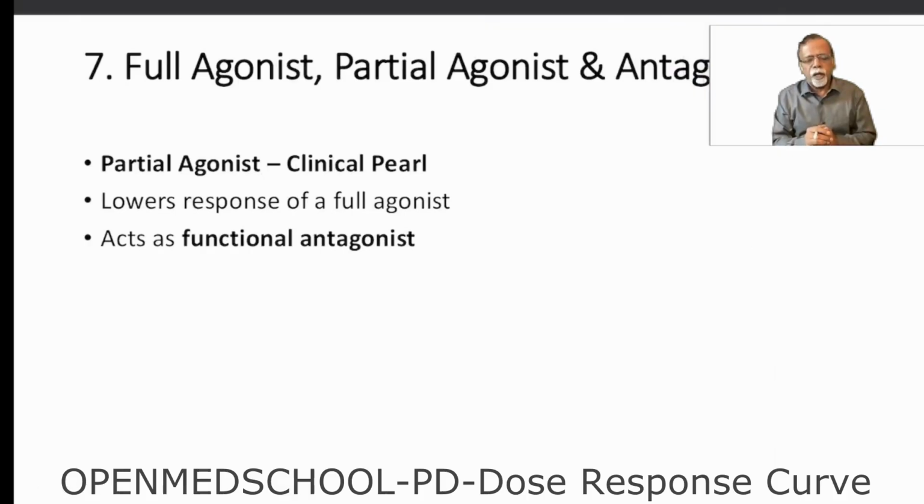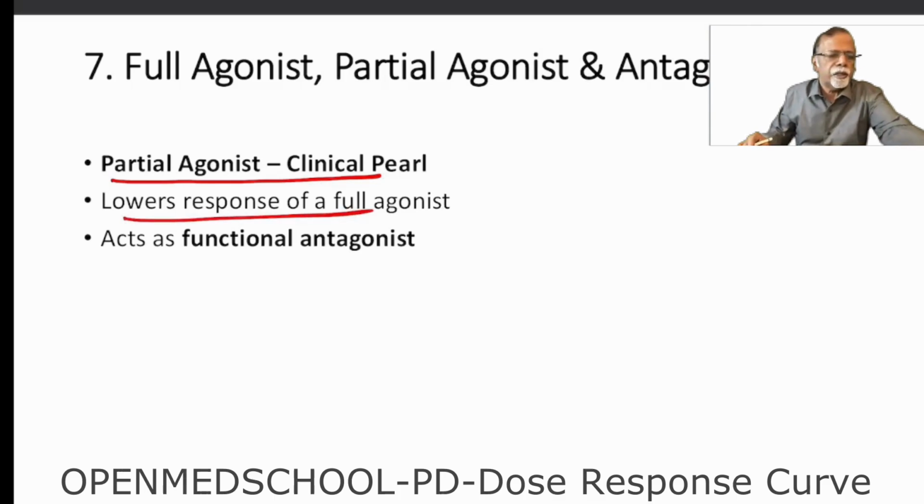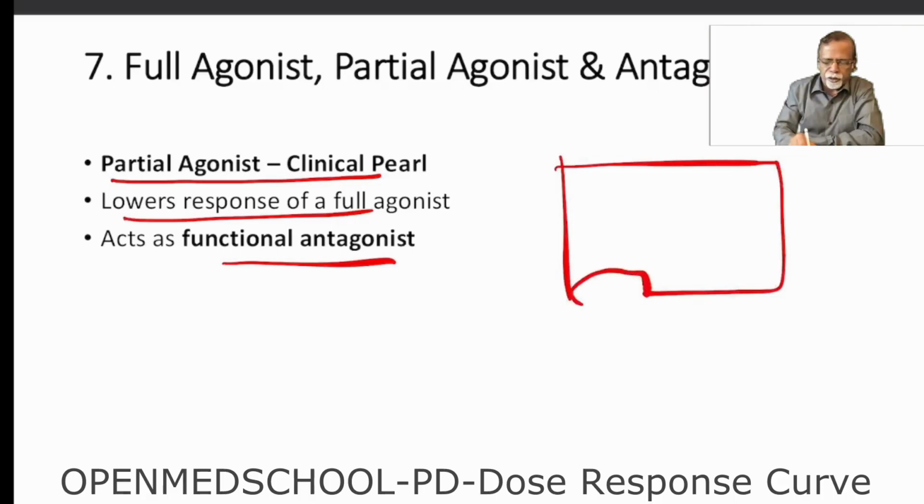Then the concept of full agonist, partial agonist and antagonist. A partial agonist will lower the response of a full agonist. It will act as a functional antagonist. For example, this is the cell and it has got a receptor. A partial agonist can block the receptor and it will act as a functional antagonist. Even though it is functional, it is not fully functional.